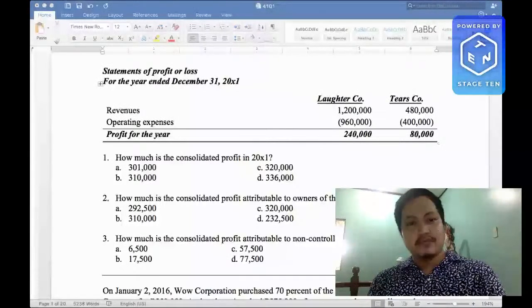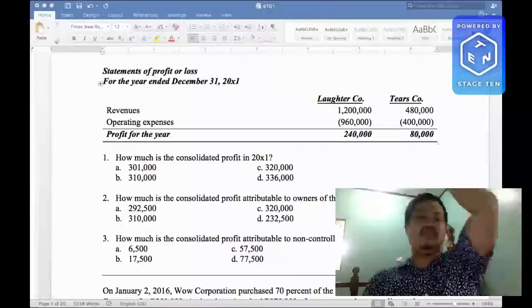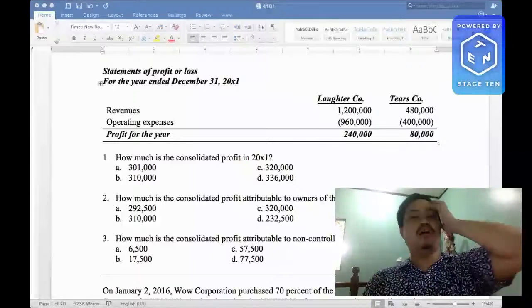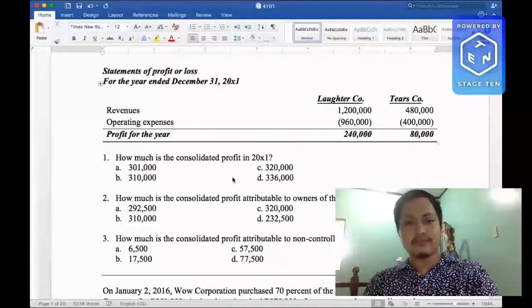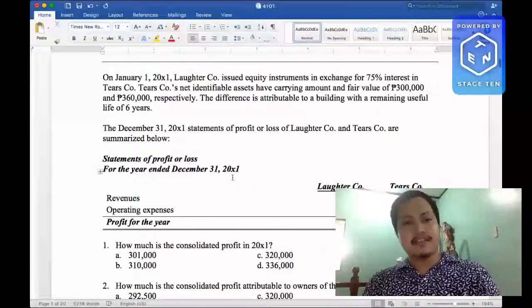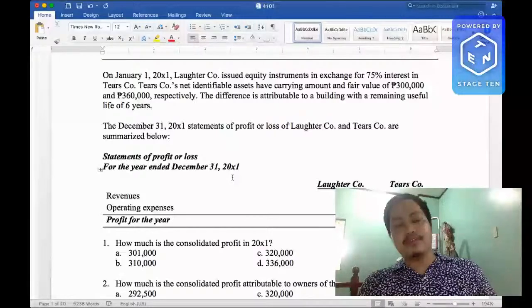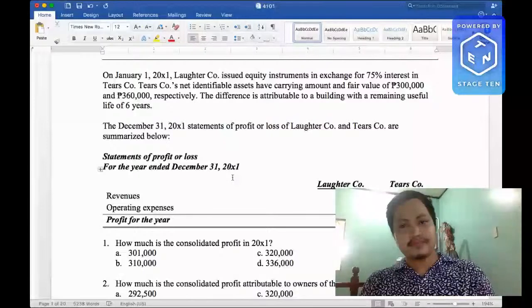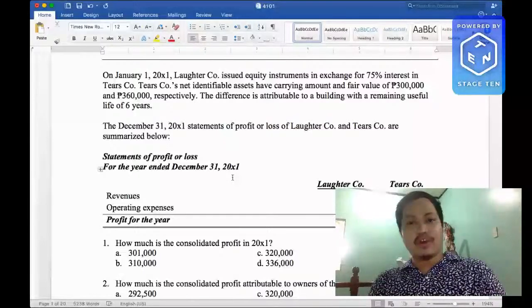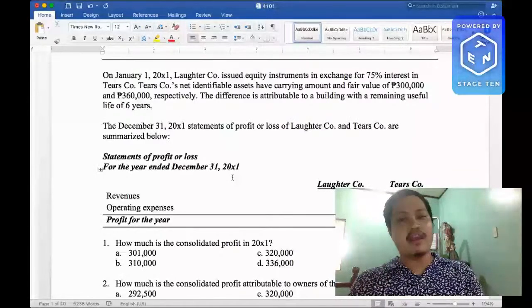Okay, and again, the reason for the difference is the perceived correct amount of depreciation in relation to the building. In some problems, class, the 10,000 adjustment here is what is referred to by some authors as an amortization of the excess. Okay, what excess are we talking about here? The excess of the fair value over the book value or the carrying amount.